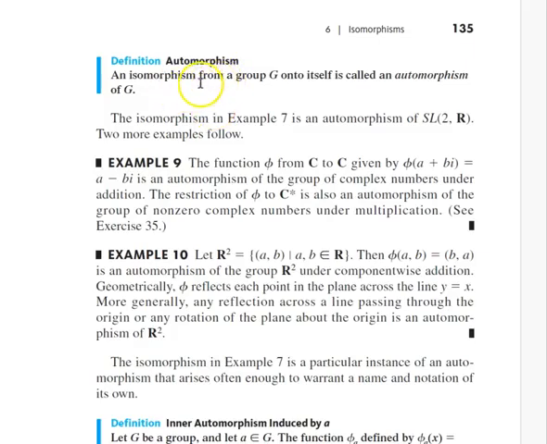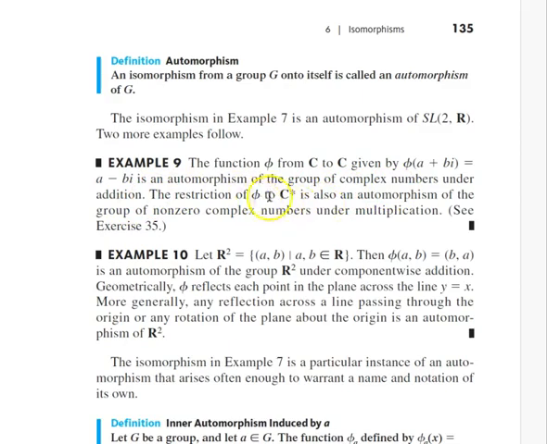Definition. An isomorphism from a group G to itself is called an automorphism of G. For example, the function phi from the complex number set C to itself, given by phi of a plus bi equals a minus bi, is an automorphism of the group of the complex numbers under addition.